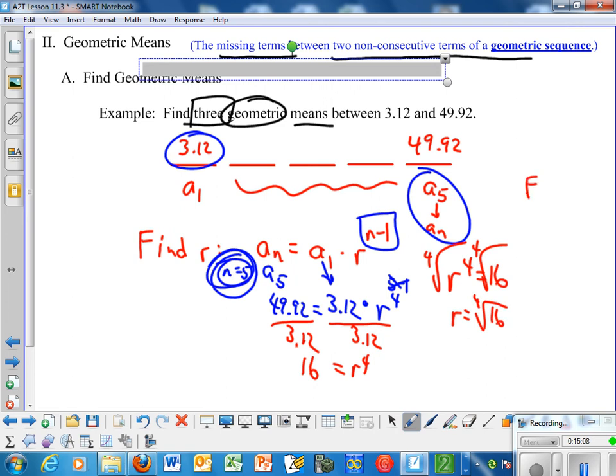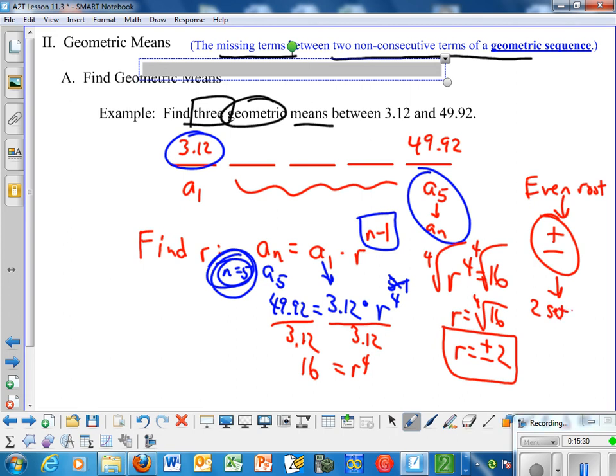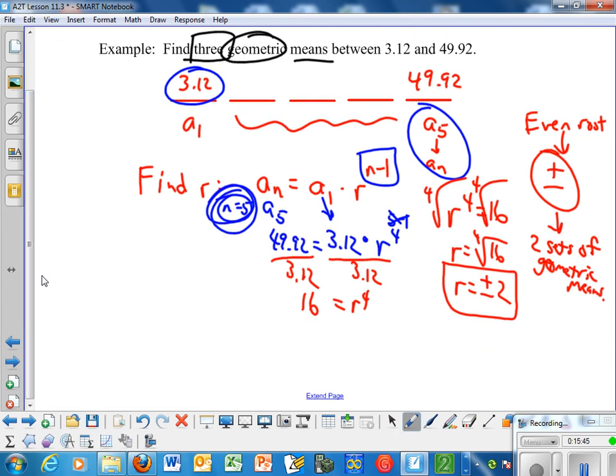Now, if it's an even root, you need both a positive and a negative root. If I was doing a square root, a fourth root, a sixth root. If it's an odd number root, you don't need positive and negative. So r would equal either positive or negative 2. And this is key. When it's an even root, it's going to produce two sets of geometric means. And you might be saying, what do you mean by that? Well, here's what I mean. We could be multiplying by positive 2 or negative 2.